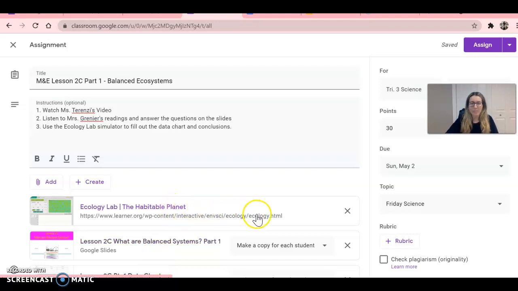Hi, fifth graders. Welcome to lesson 2C, part 1 of our Matter and Energy in an Ecosystem unit. Today we are focusing on balanced ecosystems.